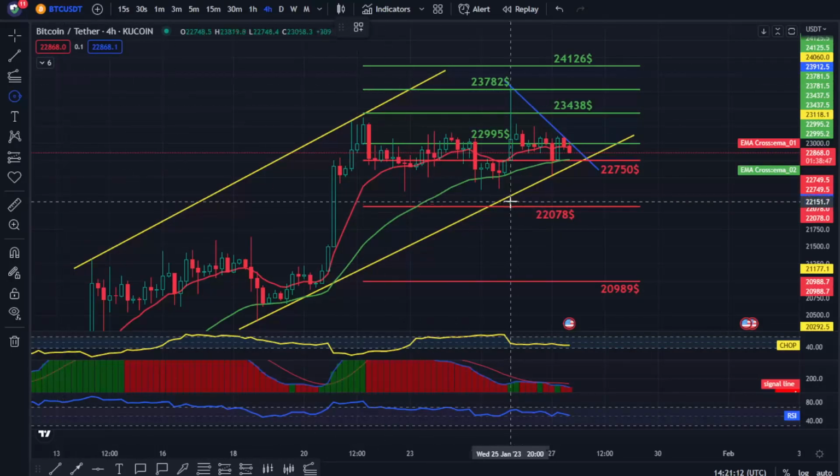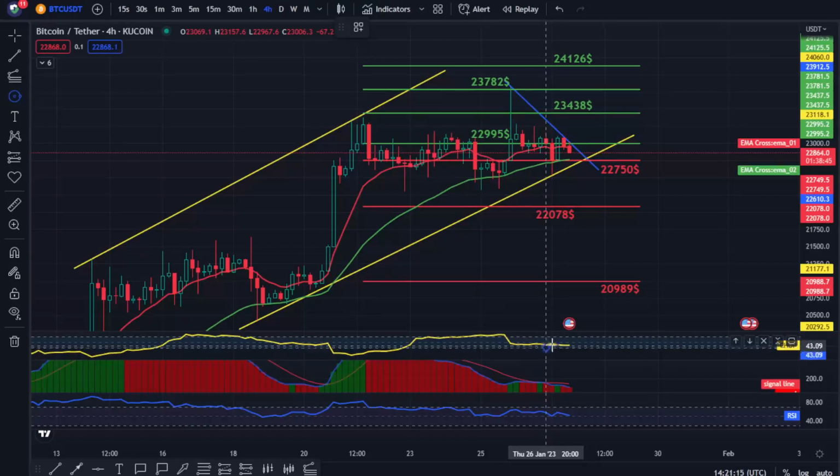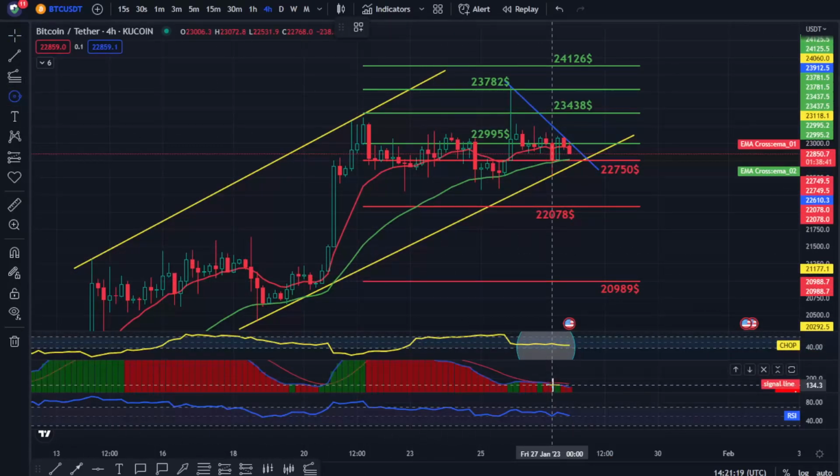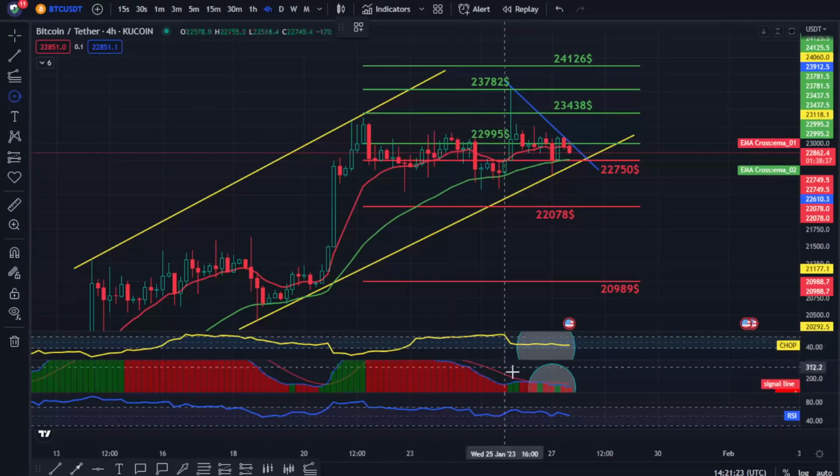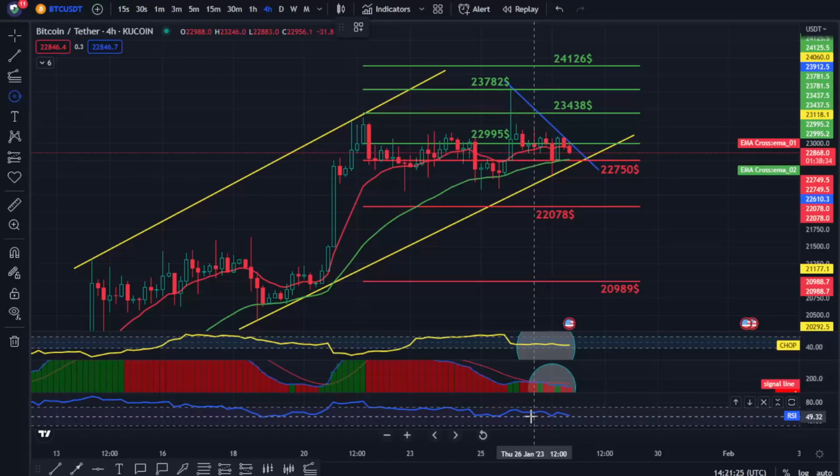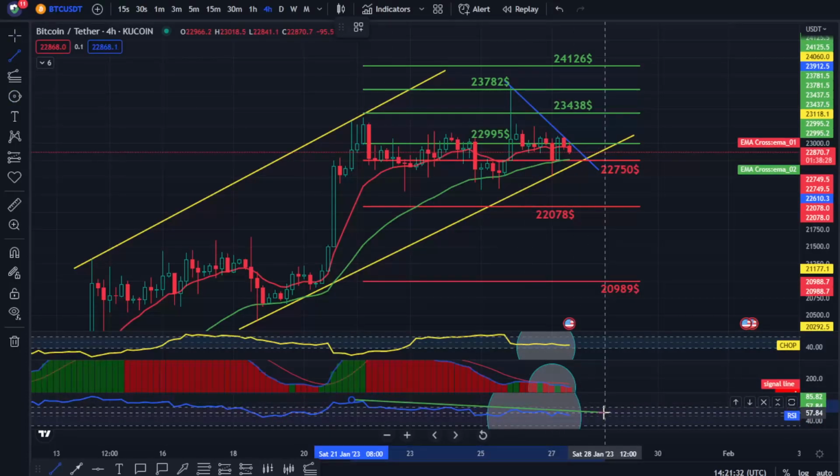Let's also pay attention to the CHOP index, which indicates energy depletion. The MACD indicates a local downtrend, while the RSI shows a rebound and a downtrend.